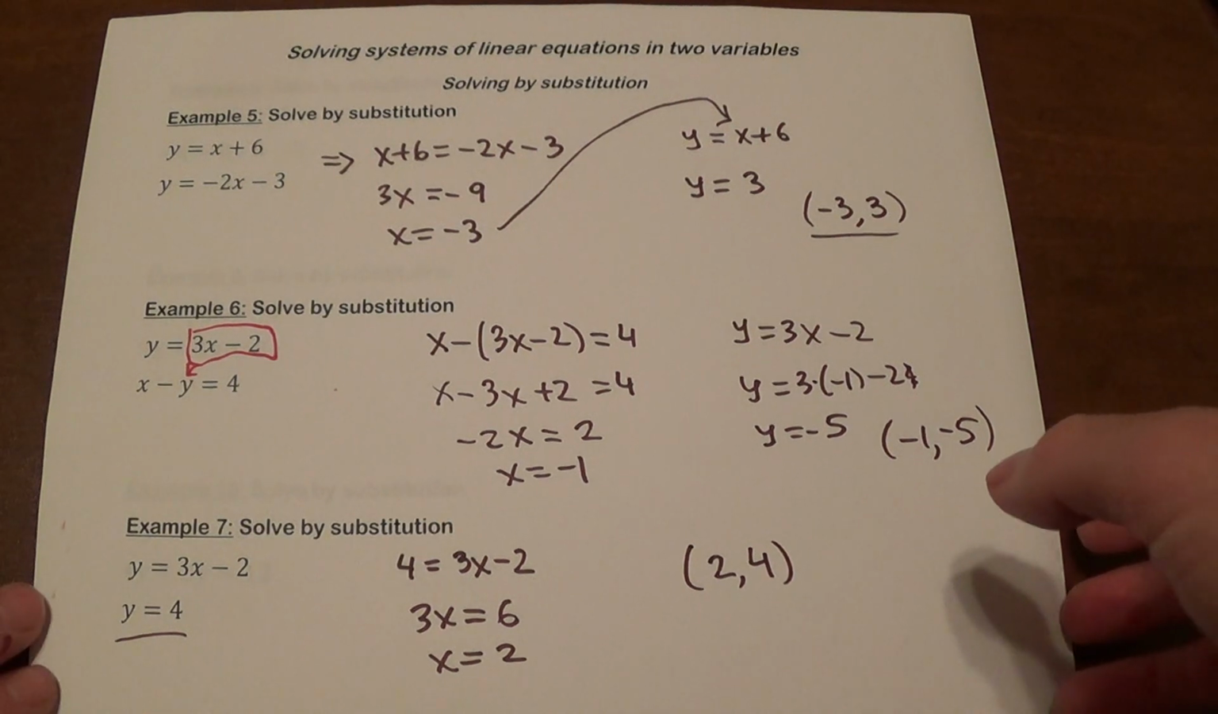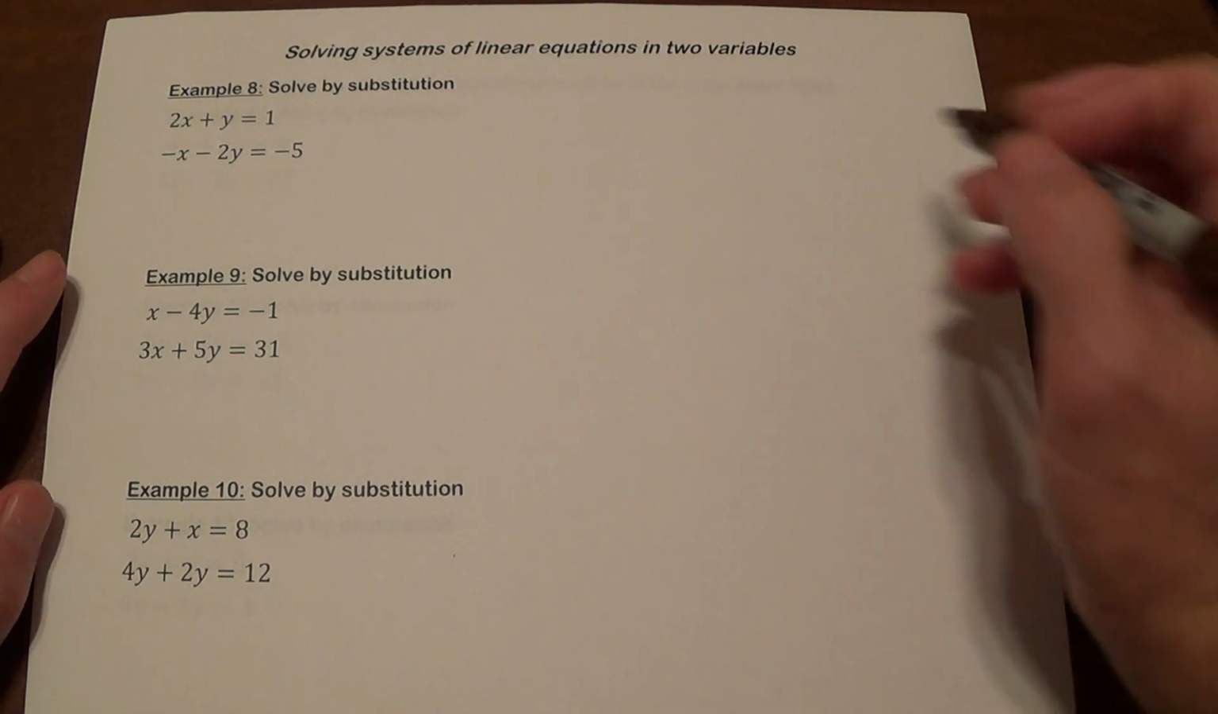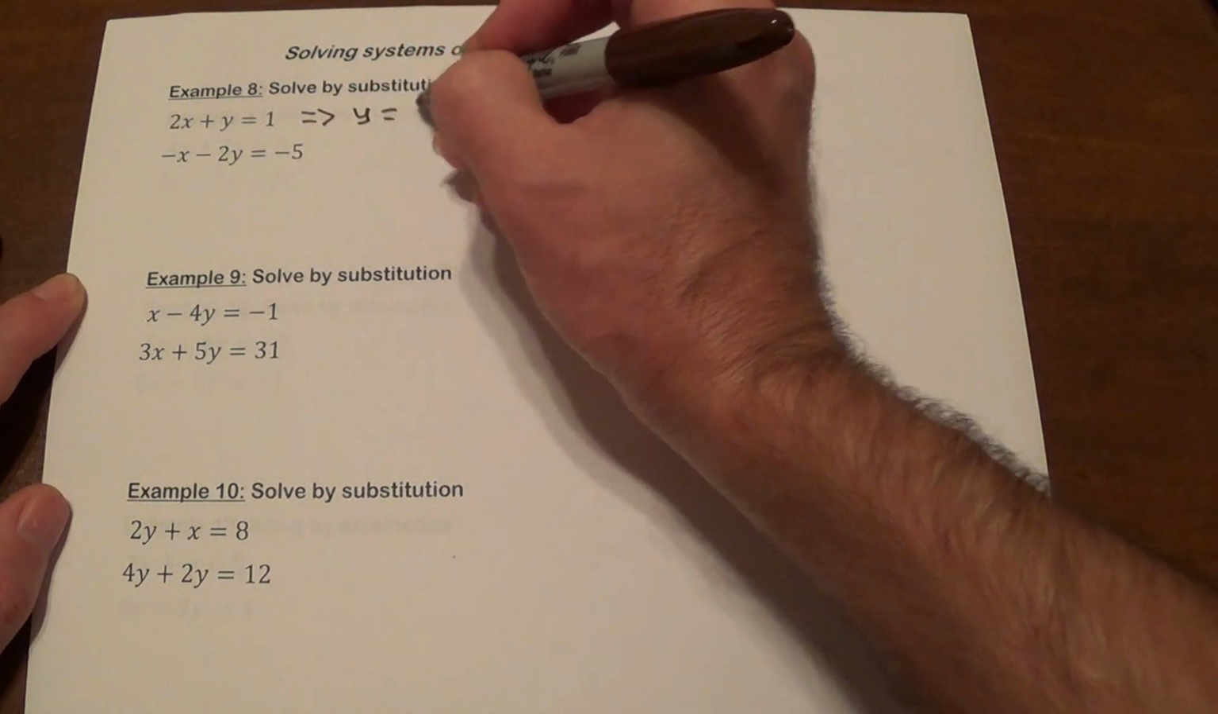Okay, moving on. A few more problems. So sometimes it's not going to be as simple as the previous problems where you have at least one of the equations solved for one of the variables, and then you're going to have to solve it for one of the variables. So what I can do, for example, I can take the first equation, solve it for y.